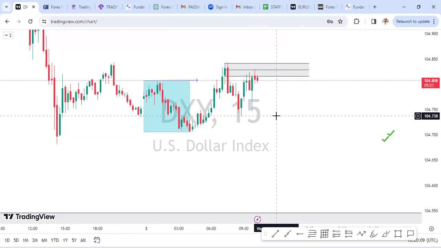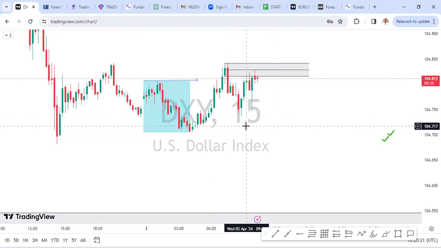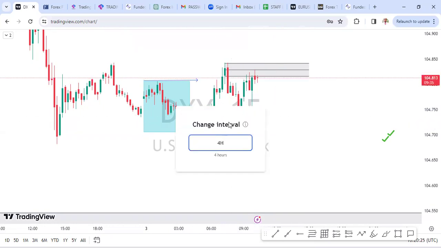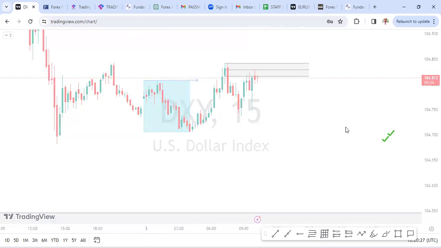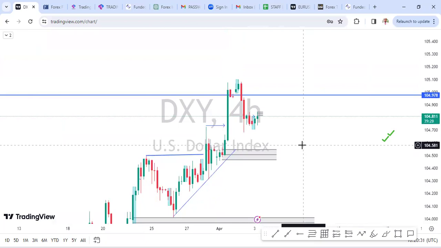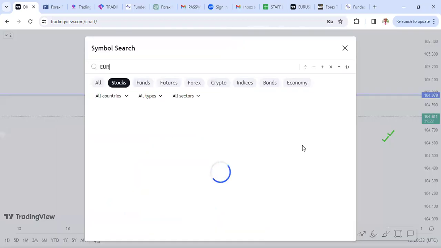Now, this is not a swing trade but day trading, to capitalize on the London and New York sessions. So now let's move to currency. So let's move to currency. That will fall to Euro USD first.